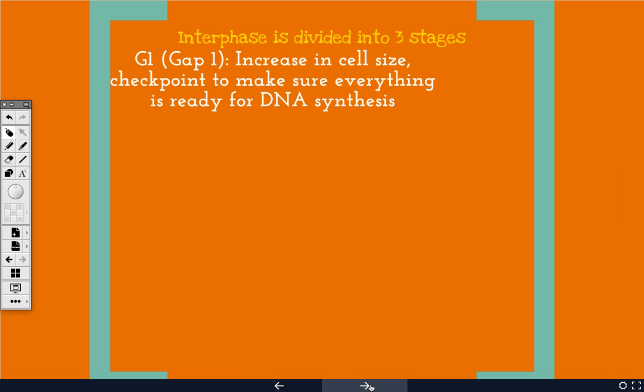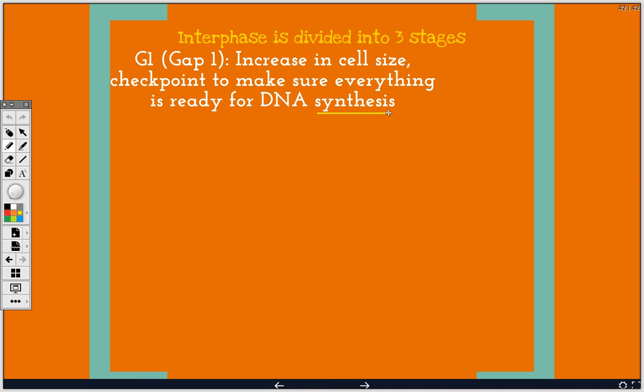Interphase is divided into 3 stages. In GAP1 phase, your cell increases its size. It has a checkpoint, and it makes sure that DNA is ready to be synthesized. Synthesize means to make. So that's what you're going to be writing down as your G1 phase. Your cell gets increased, and then it hits a checkpoint.